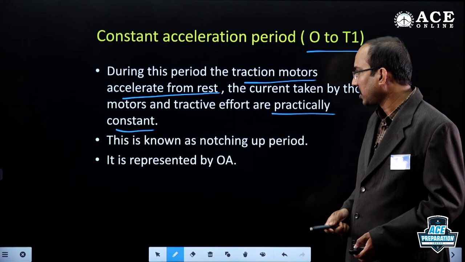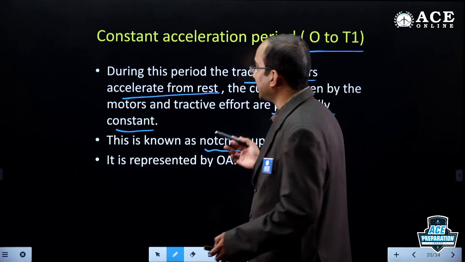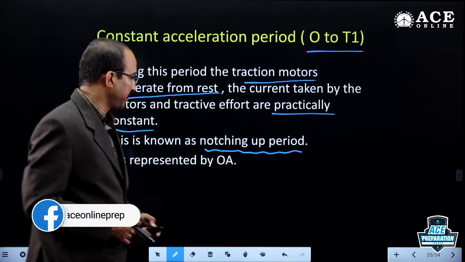So this is also known as the notching up period. This is also known as what? Notching up period, objective type question. Constant acceleration period is also known as notching up period. If you observe this curve, it is represented by OA.